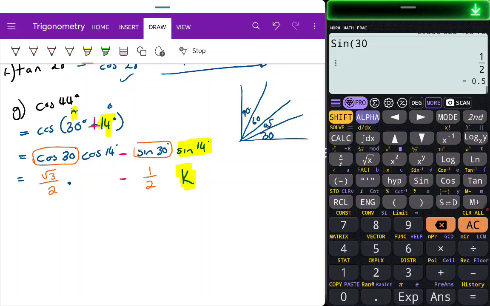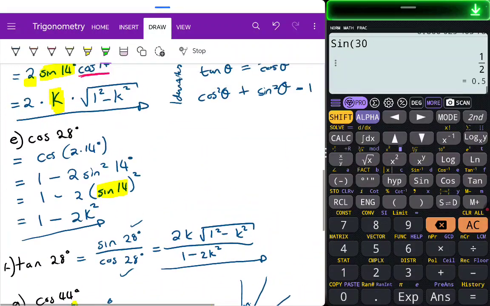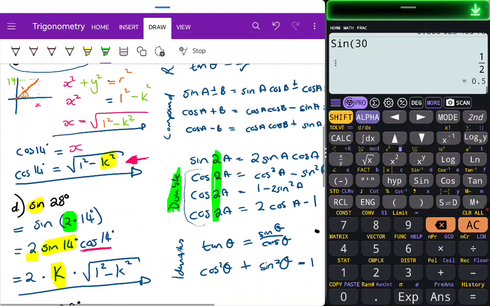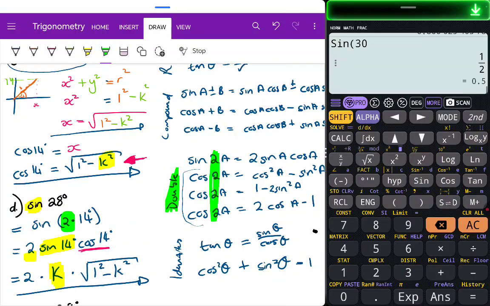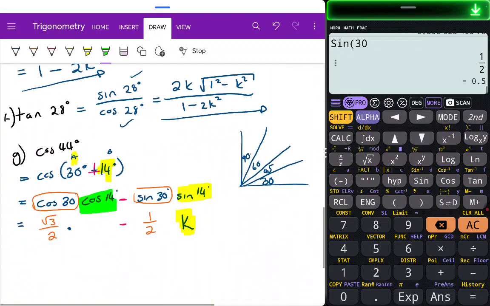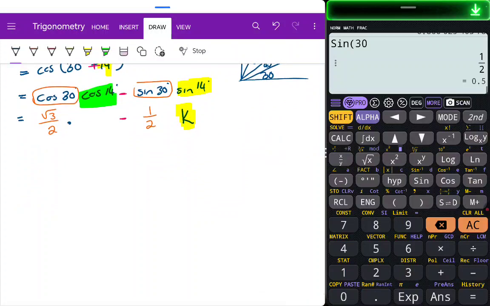I'm already almost there. The only thing that I haven't touched is my cosine of 14. Now, what do I do with cosine of 14? Let's go check back and say, okay, what is cos of 14? Oh, look here. Cos of 14 is the square root of 1 squared minus k squared. And I'm replacing it with that. 1 squared minus k squared, square root everything. Beautiful. Okay, am I done?